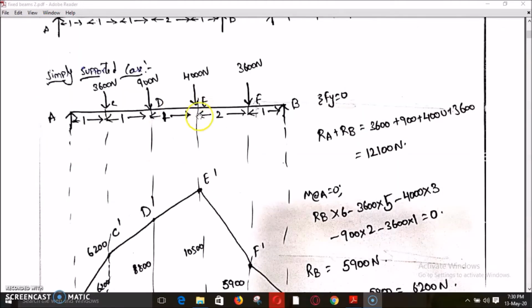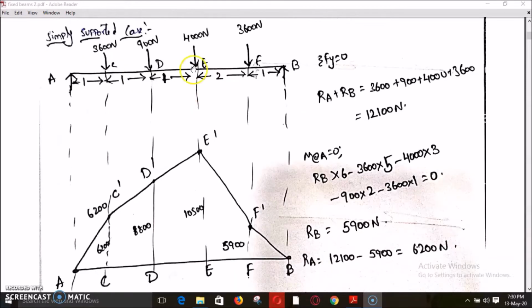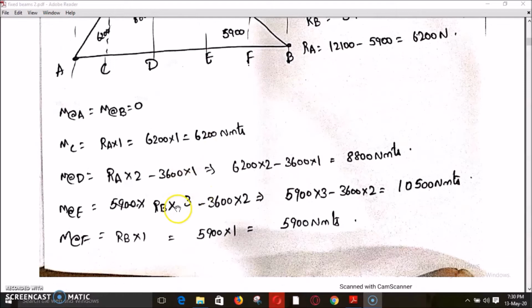And next, coming to ME, since it is easier, I am considering the right side of the section. So here the forces are RB and 3600. This is a right side anti-clockwise moment. So RB value will be positive and 3600 value will be negative. So ME is equal to RB into 3 minus 3600 into 2. Substituting the RB value as 5900, we will get moment at E as 10,500 Newton meters.